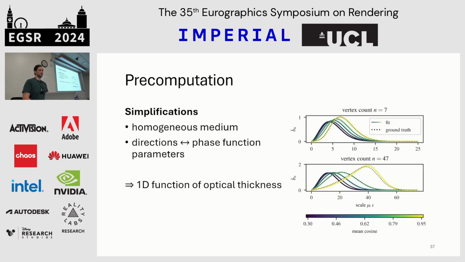So what we do instead is to do some pre-computation. We run our estimators in a homogeneous medium and pre-compute the second moment. And we also need to do a second simplification, which is to assume that we don't know the exact directions, but we just know the parameters of the phase function that will lead to sampling these directions. So in a way, this is a dimensionality reduction. For each combination of the vertex count and phase function parameters, we will have a 1D function of optical thickness, like shown here on the right, which we approximate using a spline. And then during path sampling, we can recover the distribution from that.